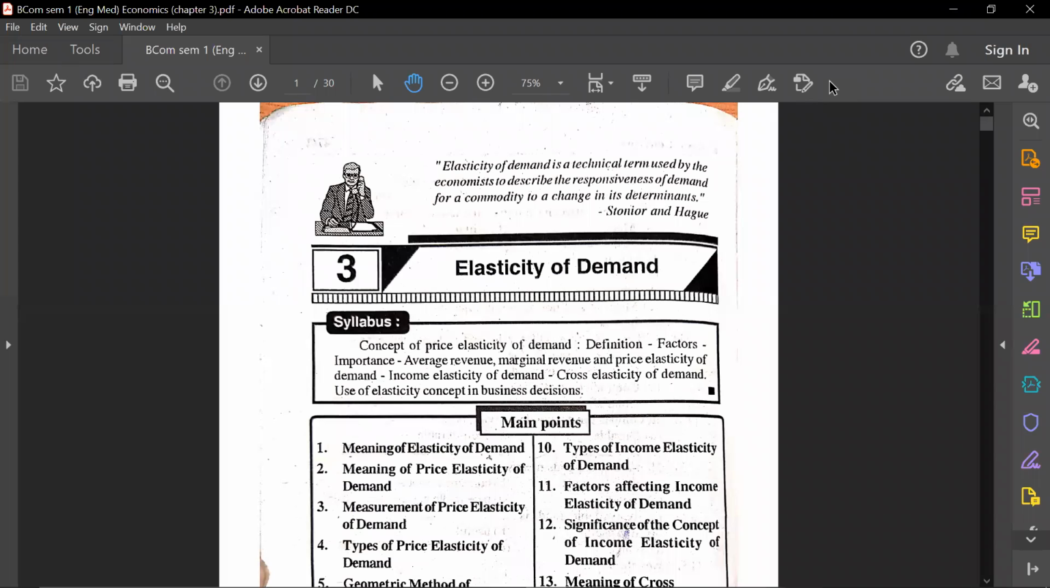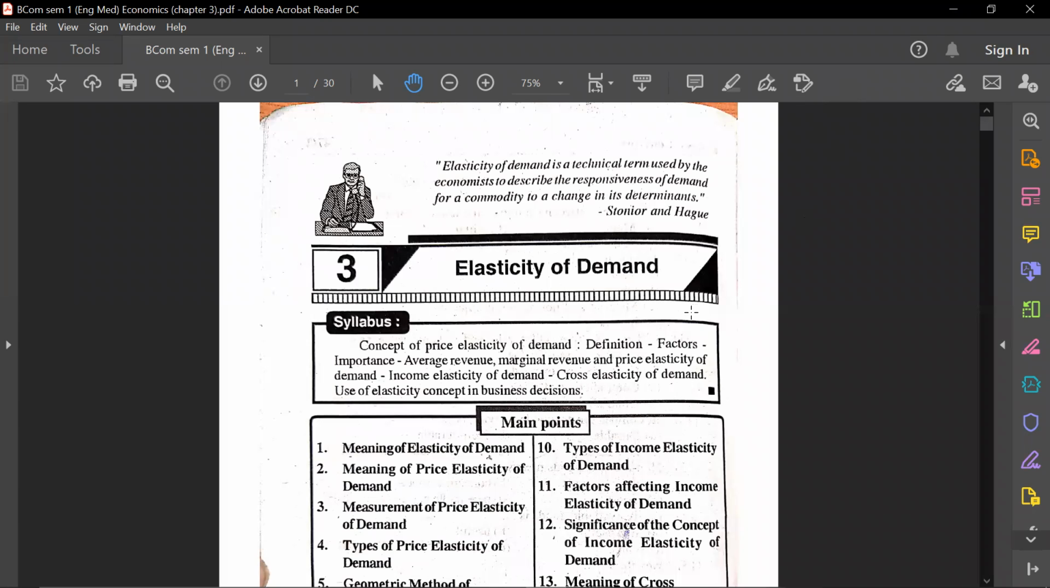BCom semester 1 economics. So guys, we are discussing your third chapter, that is elasticity of demand, and in this chapter we have discussed many points. We already have taken three different parts, and I have uploaded all three lectures of this chapter on YouTube, so you can go to my channel through the link and watch all three parts.